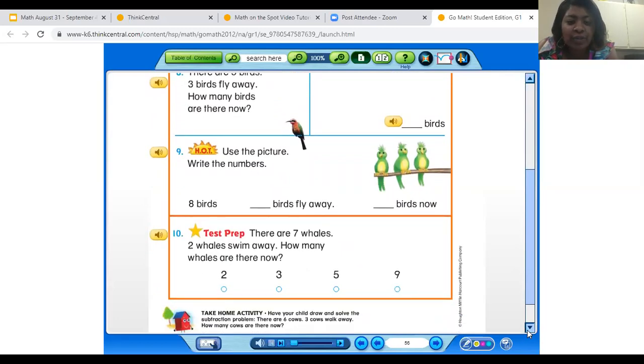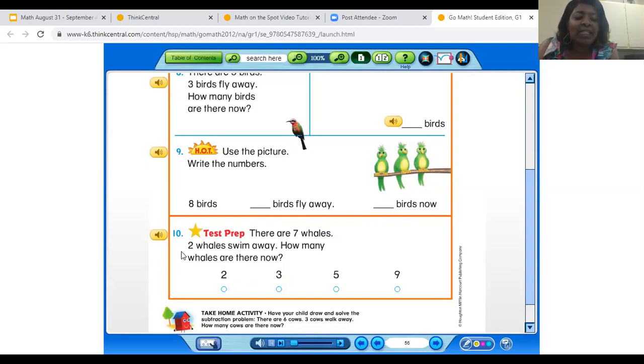Use the picture. There are 8 birds. So there were 8 birds. Blank birds fly away. And let's see, how many birds are there now? 1, 2, 3. So there are 3 birds now. So I know my number 3 is going to go right here. But I've got to figure out how many of those birds flew away. I'm sure you can figure that out.